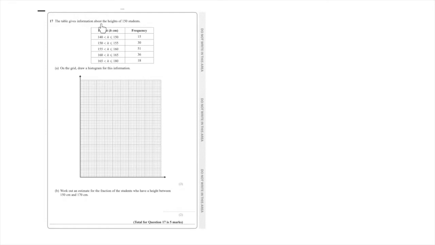The table gives information about 150 students. That's good to know because this will add up to 150. On the grid, draw a histogram that represents this information. Now, this might take more than 5 minutes because histograms tend to be quite tedious. In order for you to draw your histogram, you need to have a frequency density on the side there.